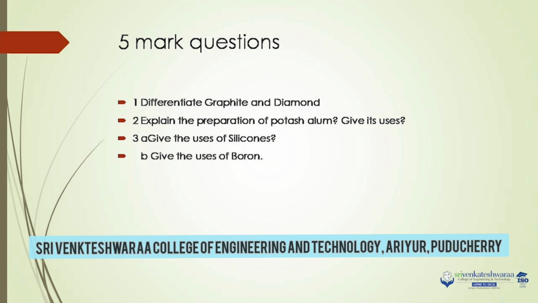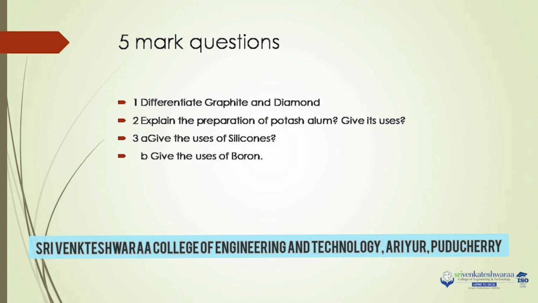Then you come to the case of hot sodium hydroxide: 3Cl2 plus 6 NaOH gives NaClO3 plus 5 NaCl plus 3H2O. This is the reaction of sodium hydroxide with chlorine in hot and cold conditions. Very important question.